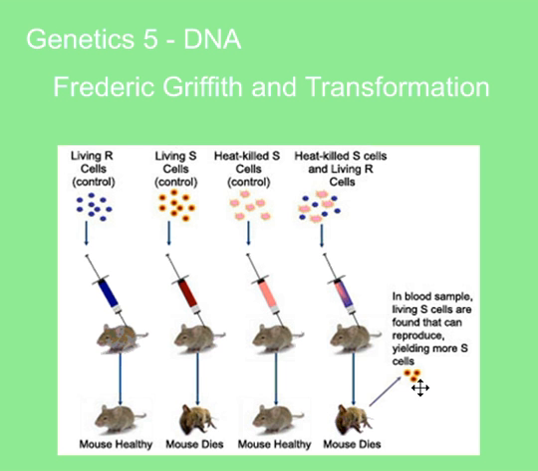the mice died. And when he looked inside the mice, he found living virulent bacteria. Somehow the harmless bacteria were transformed into the harmful ones when the dead cells were present. Something was being transferred that changed them. So Griffith knew that whatever it was that was transferring from the dead virulent bacteria to the non-virulent ones must be the genetic molecule, what was carrying the genetic information. He didn't know what it was, but he knew that must be it.